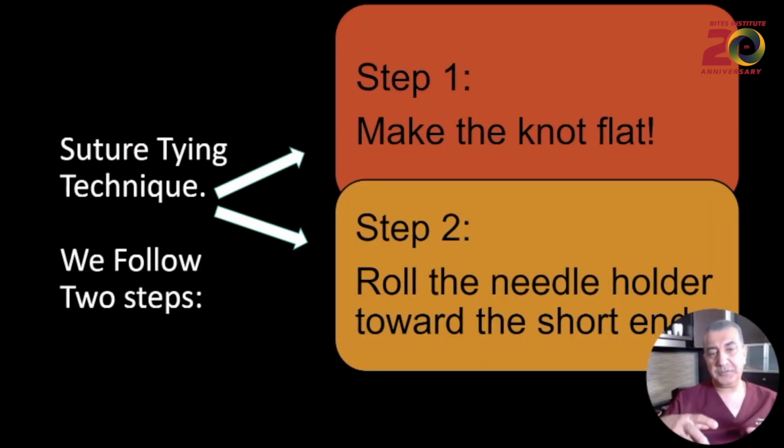Now, after we understand how to do the apical mattress, for tying the suture, I follow two steps. Step number one is to make the knot flat. And to do this, step number two is to roll the needle holder toward the short end always.